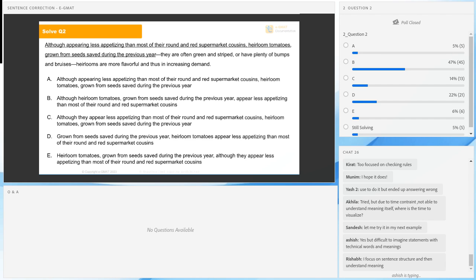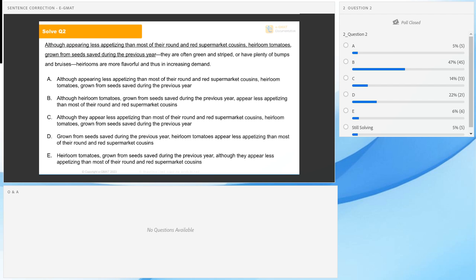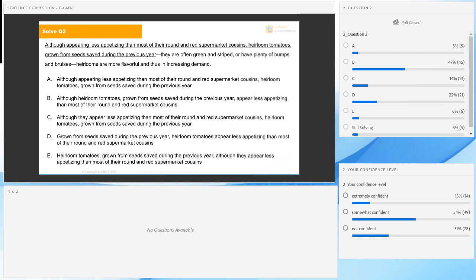Interesting. The accuracy for this question was better than the accuracy for the previous question, although this question is also difficult. So let's get your confidence level here. Tell me, what is your confidence level?